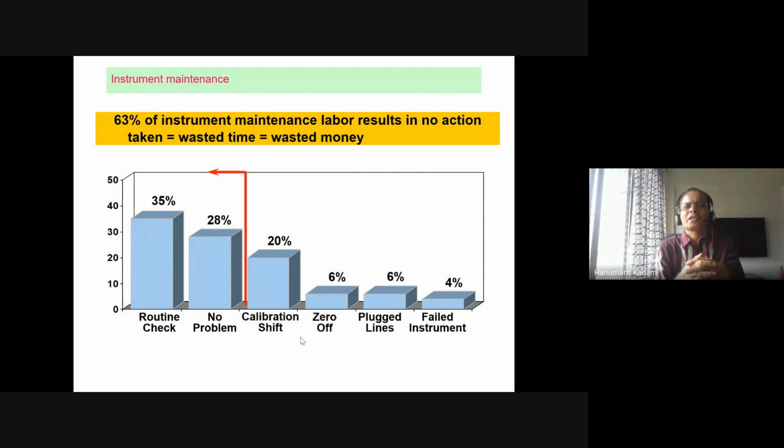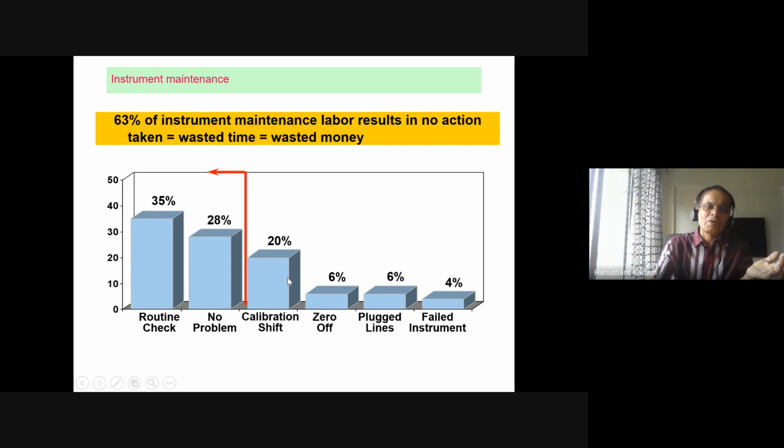63% of instrument maintenance labor results in no action taken. Means I'm talking about the bad actor theory. When we don't have a HART communicator, at that time any fault with the transmitter, we have to remove it from the line. Then finally you bring it to the workshop and check it, then you find that it's a simple choke or something, loose connection or air leakage like this. So 63% of your maintenance budget cost was labor related. Waste of time is equal to waste of money.